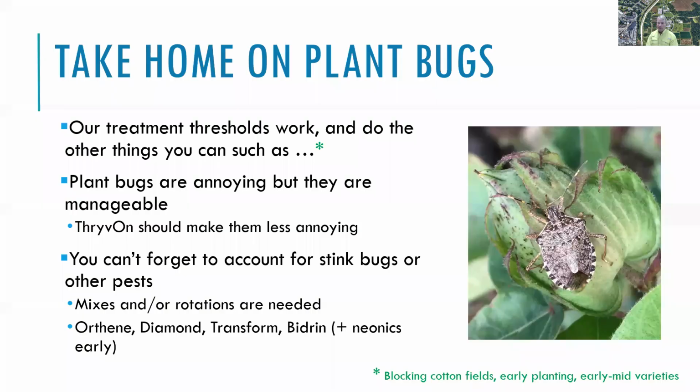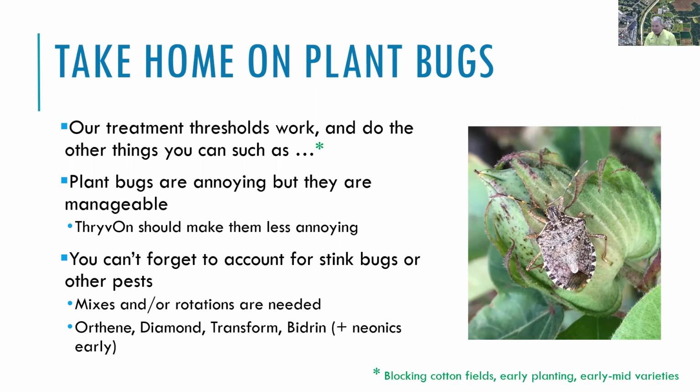So a few take-home points on plant bug management. First, our treatment thresholds work. You need to follow them. We've got a lot of good data. And there's some other things you can do to help yourself. One thing we try to recommend people do when possible is block their cotton fields into an area. And that's honestly to keep them away from corn. We have experiences that if we have cotton near corn, there tends to be more plant bugs in that cotton. So you can try to avoid that corn-cotton effect by blocking your cotton fields together.